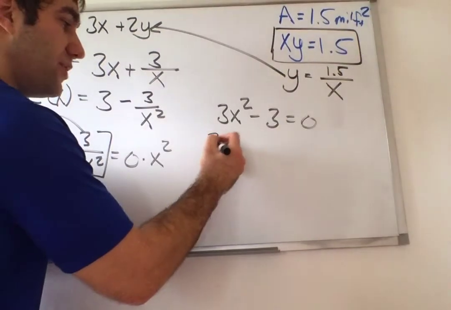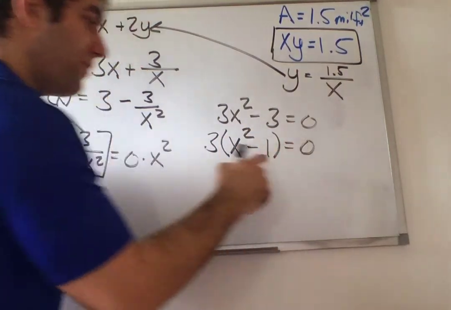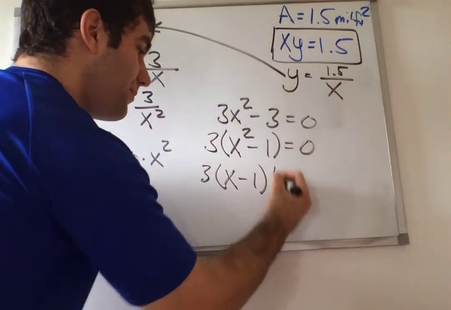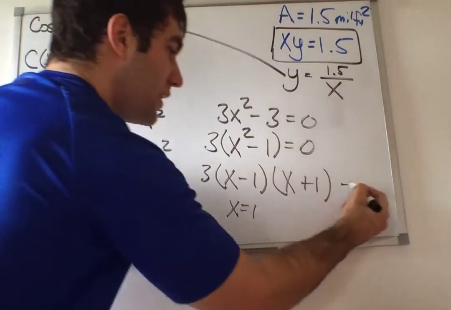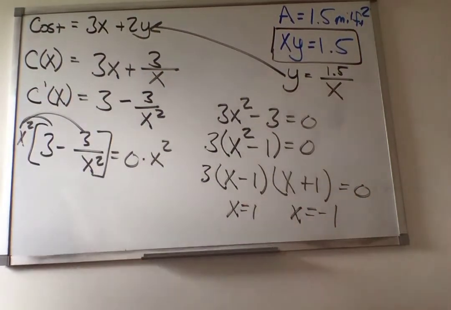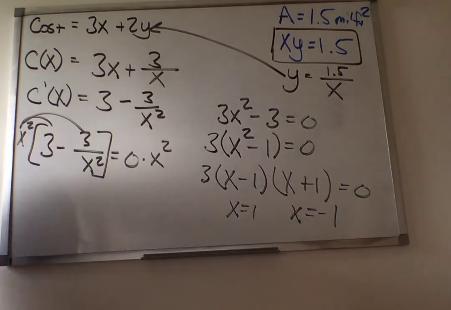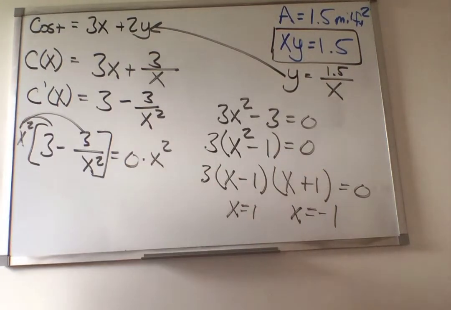So I could factor out a 3. I get x squared minus 1 equals 0. And then this factors: x minus 1, x plus 1. So we get x equals 1 here, x equals negative 1 here. So we found our critical numbers. We have a critical number at 1, and we have a critical number at negative 1.